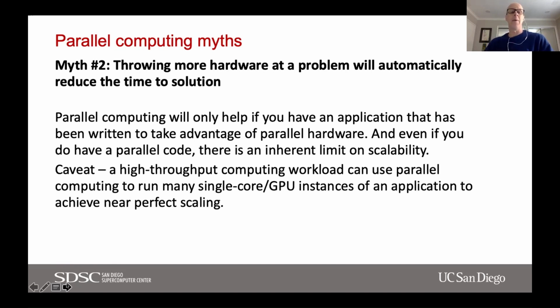Okay, one caveat though about throwing more hardware at your problem is that there are things called high throughput computing workloads that can use parallel computing to run many single core or GPU instances of an application so that you achieve near perfect scaling. This is more of a special case. Imagine that you're doing many similar calculations, except each with a different set of inputs. Say you're doing a parameter study, and this is a case where you really can scale. You can scale up very far as long as you have enough work, as long as there are enough individual problems to be solved.